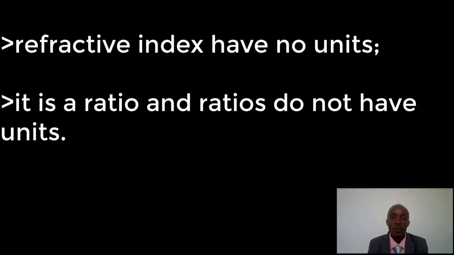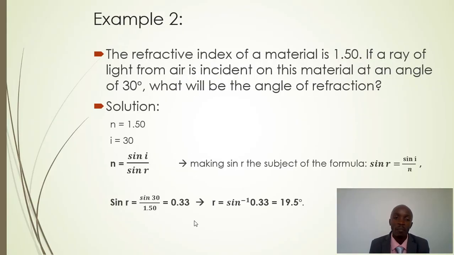Another example. In this particular example this time round, we would want to make one quantity the subject of the formula, and then use the given quantities to solve for the missing quantity. The example is as follows: the refractive index of a material is 1.50. If a ray of light from air is incident on this material at an angle of 30 degrees, what will be the angle of refraction?